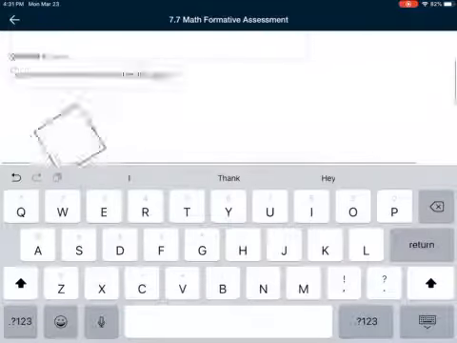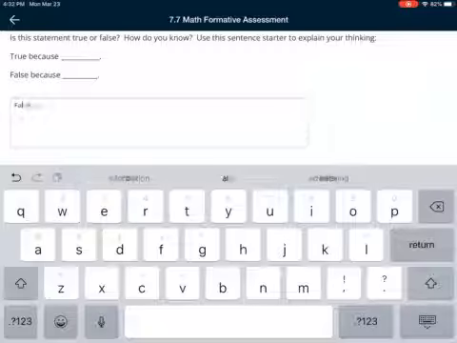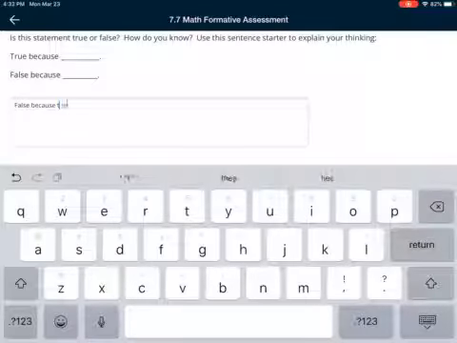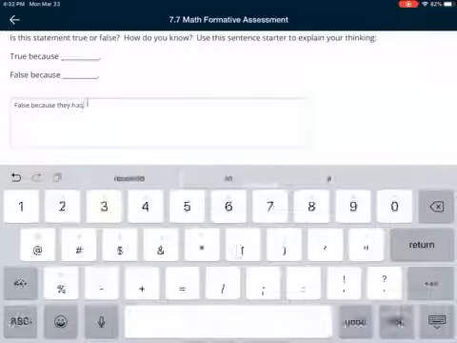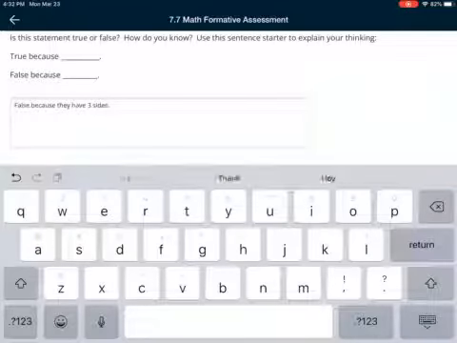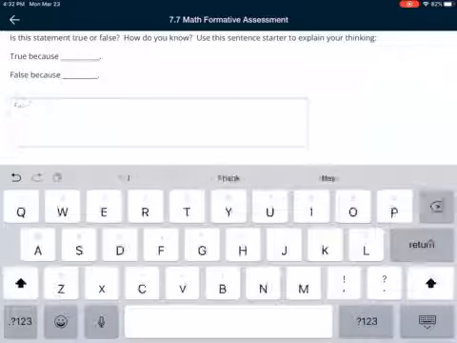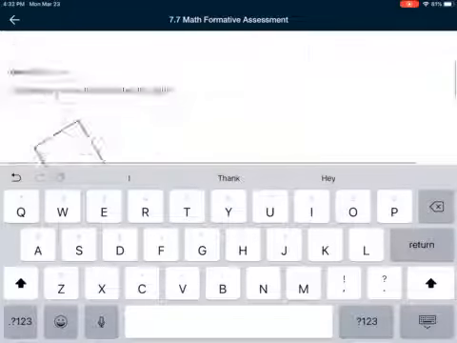Okay. Number 2. I can even give another example. False, because they have 3 sides. Not true, but that's just another way you could do that answer. Another example of how you could explain your thinking.